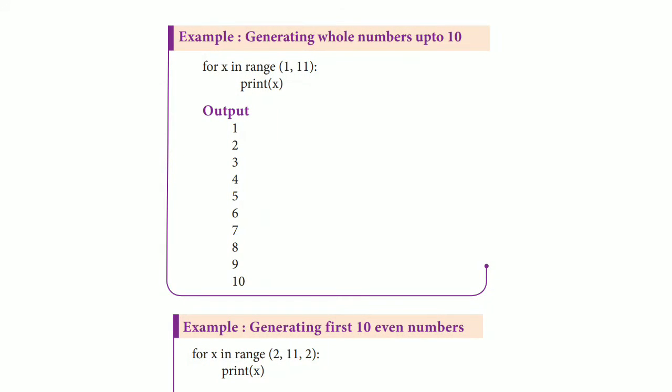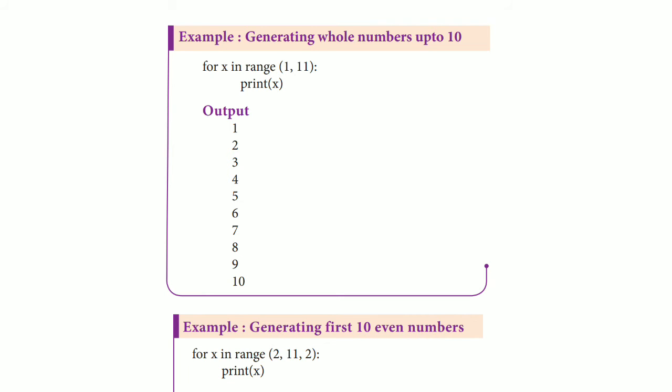Here they have given one example. In this example you can see that they are generating numbers from 1 to 11. With the help of a for loop, for x in range 1 to 11, the value of x will lie between 1 and 10, which means that in Python the last element will be eliminated. So from 1 to 10 is the value, and in the output you can also see the values printed from 1 to 10.